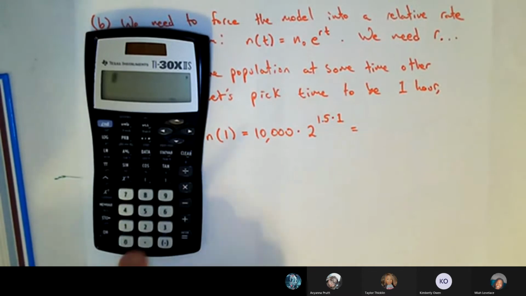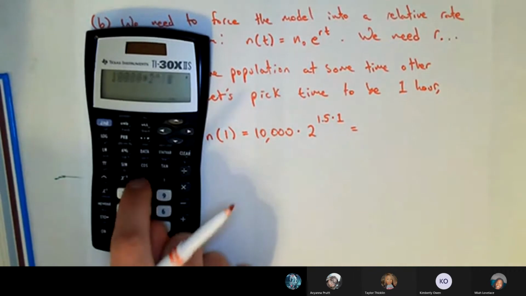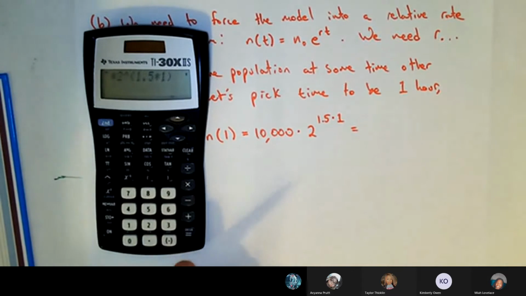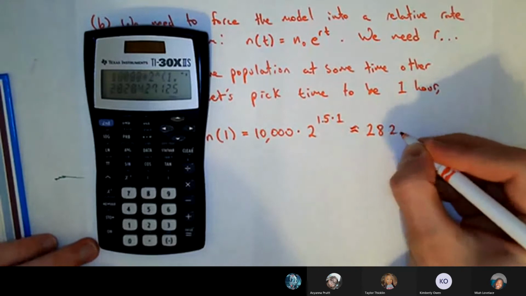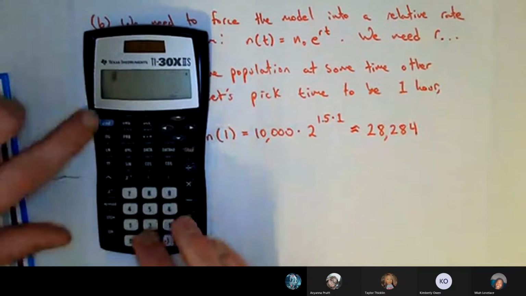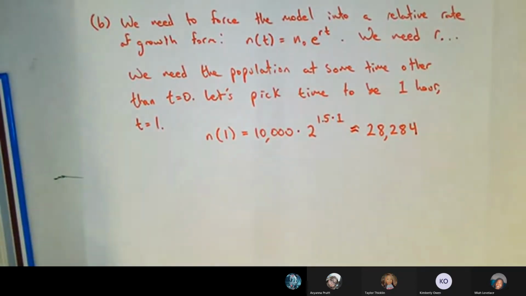And then once we have this new population, we can compare it with the original population of 10,000 to get a relative rate of growth. So I'm going to say approximately 28,284. I'll just round there, right? Rounding to whole numbers when we're dealing with populations. Okay. So now we have two population sizes, and we need the relative rate of growth between them. So how do we find that? How do we find the relative rate of growth?